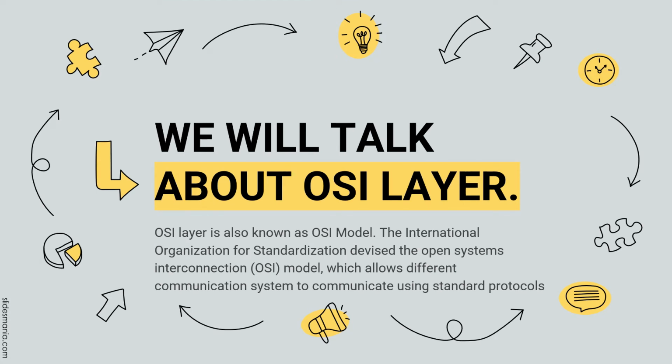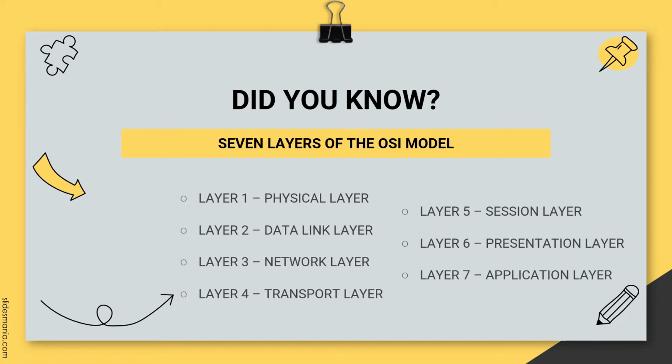OSI layer is also known as the OSI Model. The International Organization for Standardization devised the Open System Interconnection Model, which allows different communication systems to communicate using standard protocols. There are several layers of the OSI model: physical layer, data link layer, network layer, transport layer, session layer, presentation layer, and application layer.